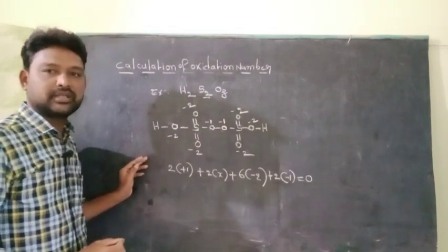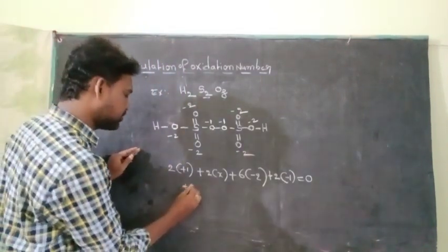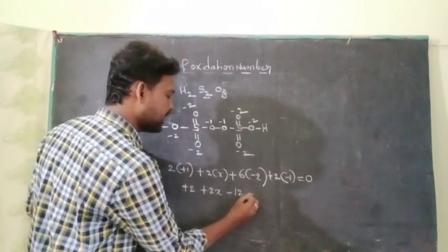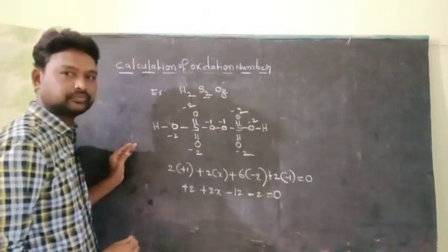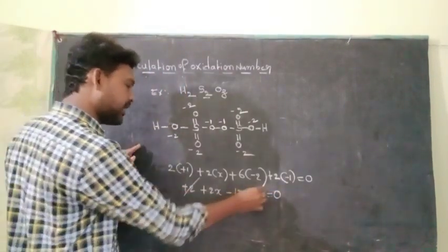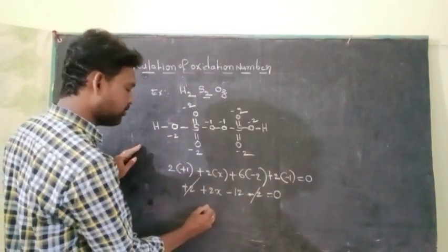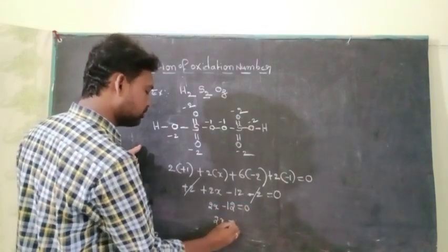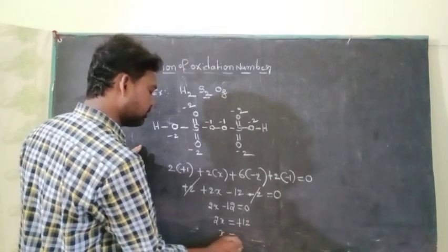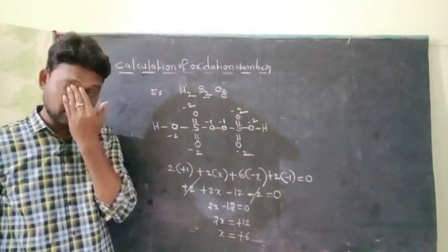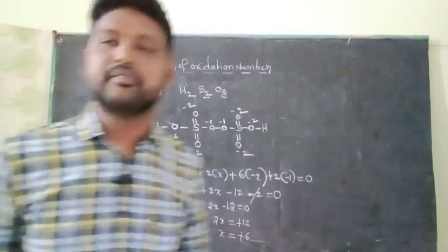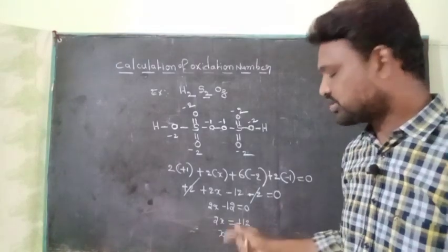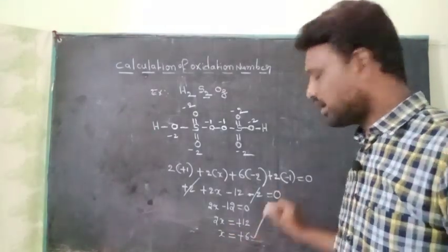0. So the +2 and 2 into x, 2x - 12, and the 2 plus 2 into -1, -2, equal to 0. Okay. So +2 and -2 cancel, and 2x minus 12 equal to 0. 2x equal to +12 and x equal to +6. The x is nothing but sulfur. Here the sulfur oxidation number is +6. So this is the correct answer.